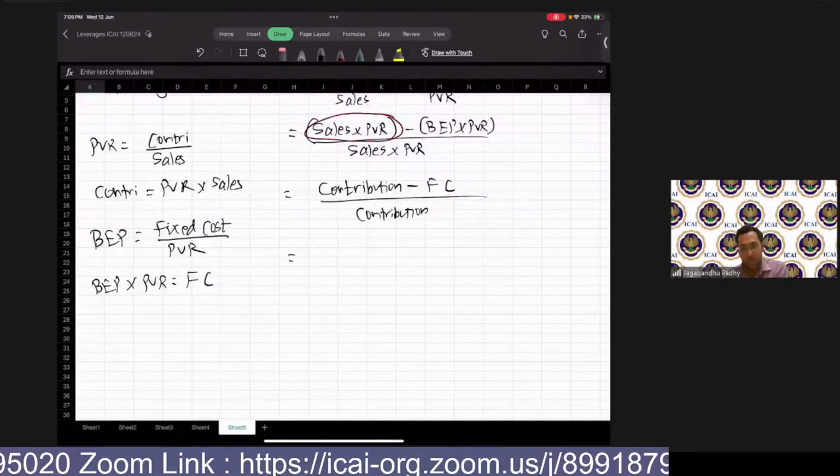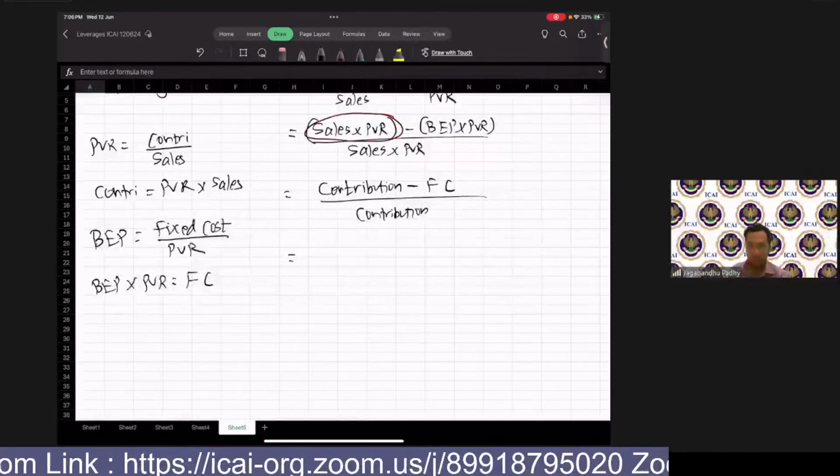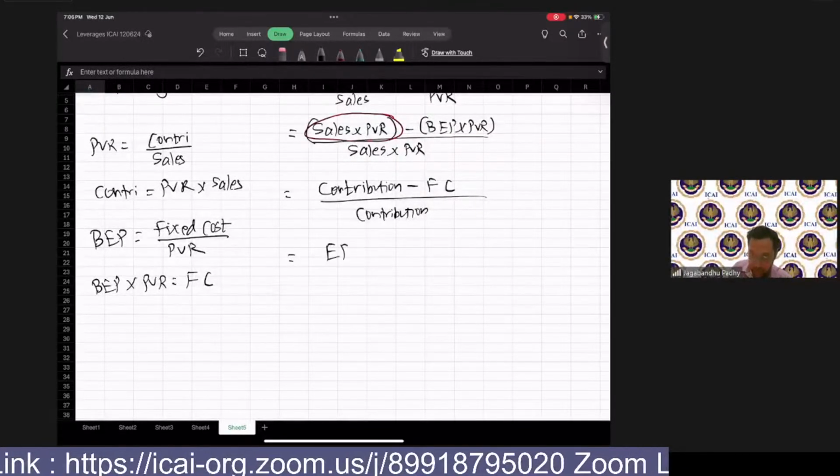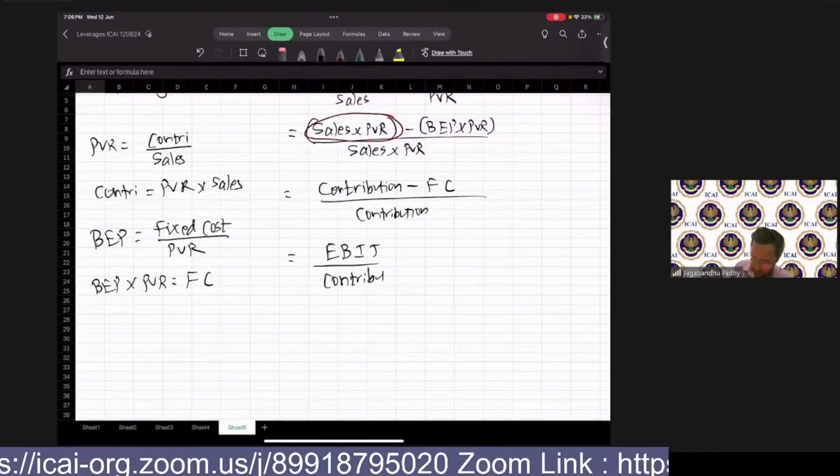Contribution minus fixed cost upon contribution. Subtract fixed cost from the contribution. That's going to give you earnings before interest and tax upon contribution.